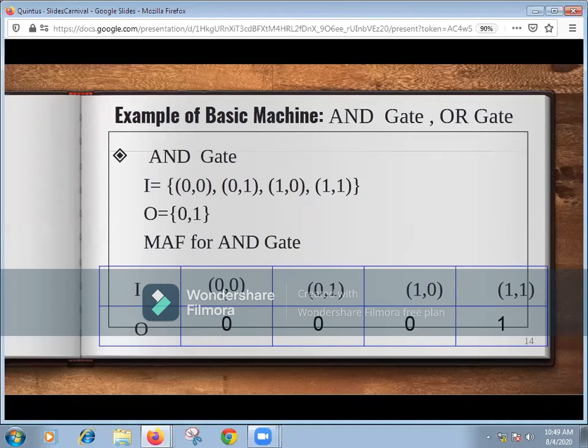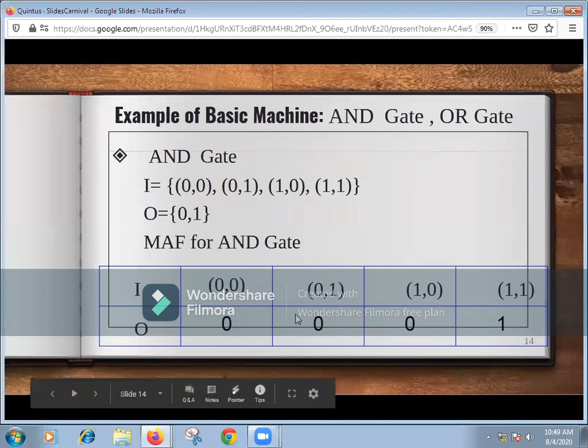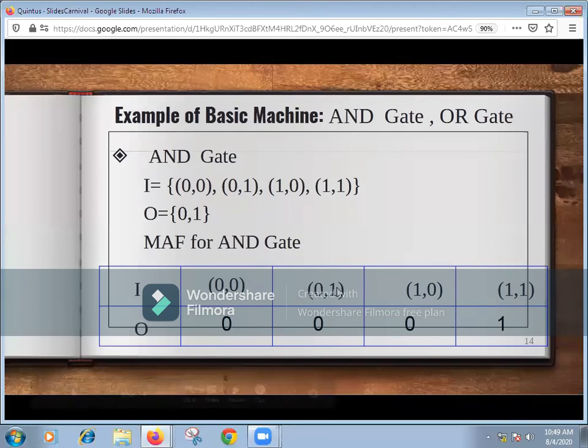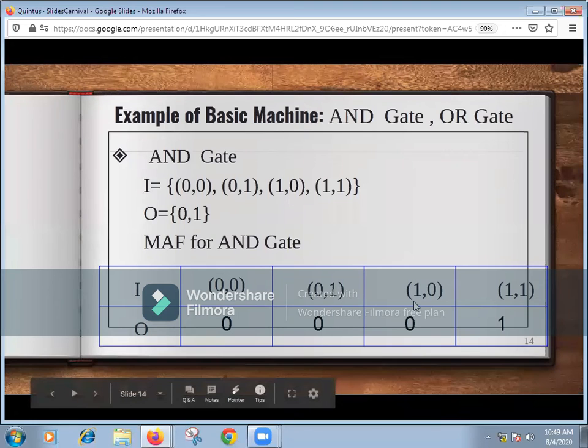Now we know the property of the AND gate. What is the property of the AND gate? When both values are 1, then the output will be 1. So here one value is 0, another value is 0, so the output is 0. One value is 0, another value is 1, so the output is 0. One value is 1, the other 0, the output is 0. When both the values are 1, then the output will be 1.